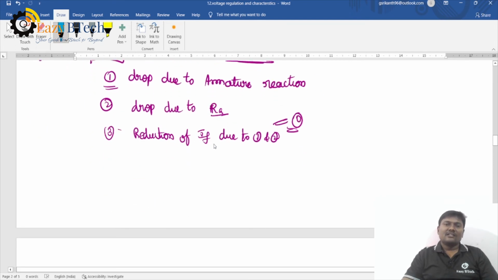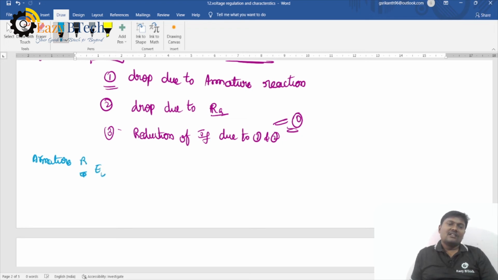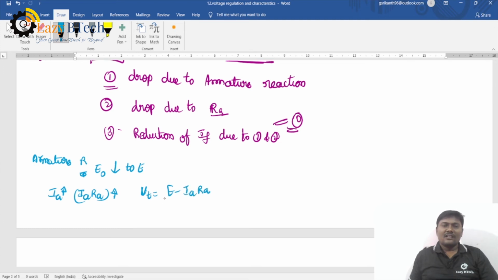So due to armature reaction, E0 decreases to E, and IA increases, which means the second drop IARA increases, where VT is equal to E minus IARA. If IARA increases, then the terminal voltage will decrease.